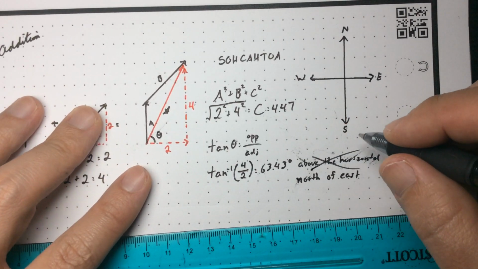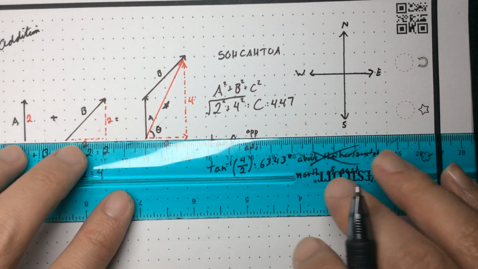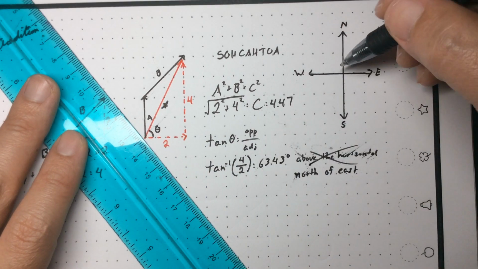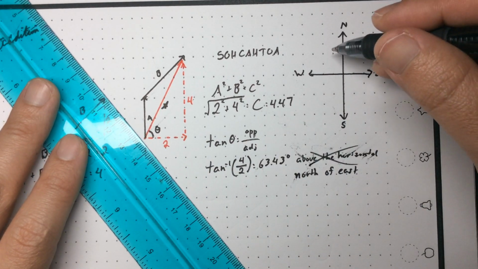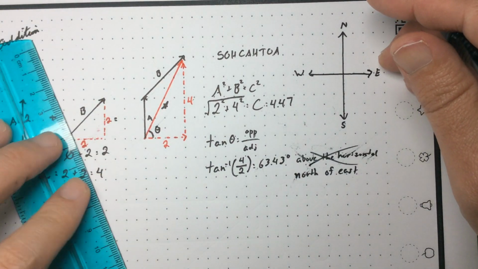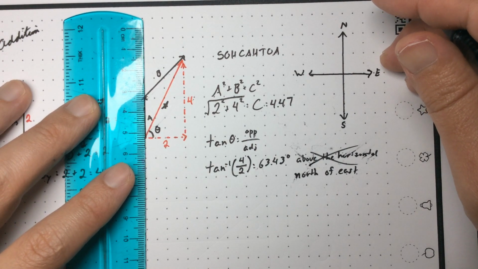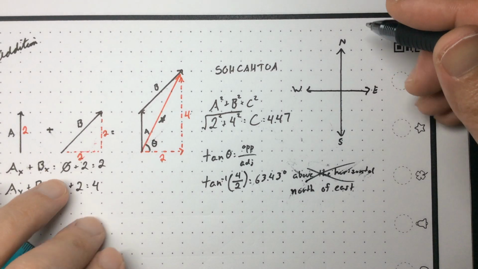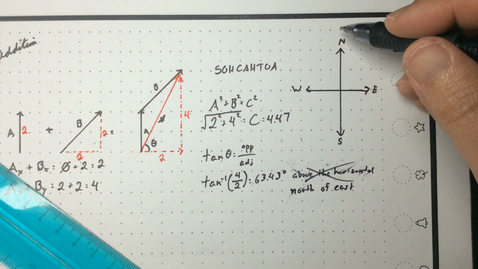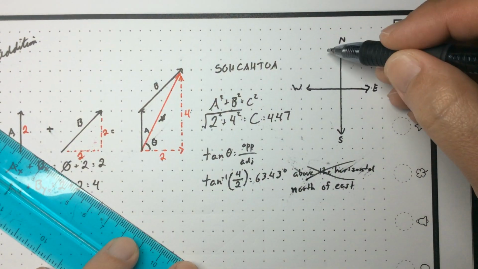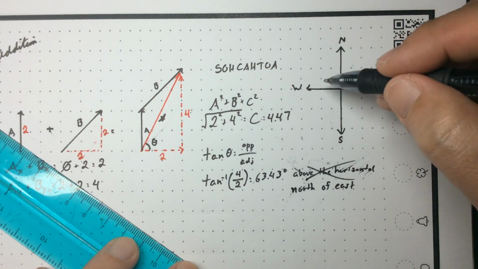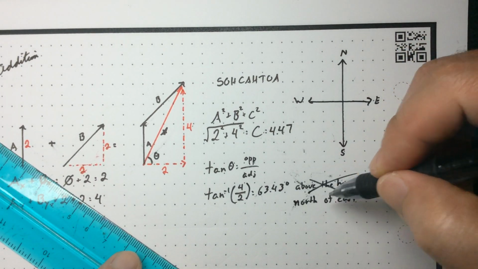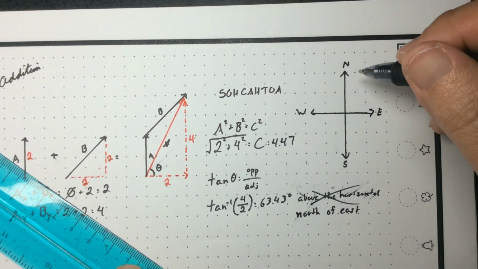If it was 63.43 degrees north of west, it would actually be over in this side of our quadrants. If it was 63.43 degrees east of south, it would be more down here. And so if I just say 63.43 degrees, it could be up here, down here, over here. There's like 8 different varieties of choices. North of east gives us exactly the one that we're talking about.